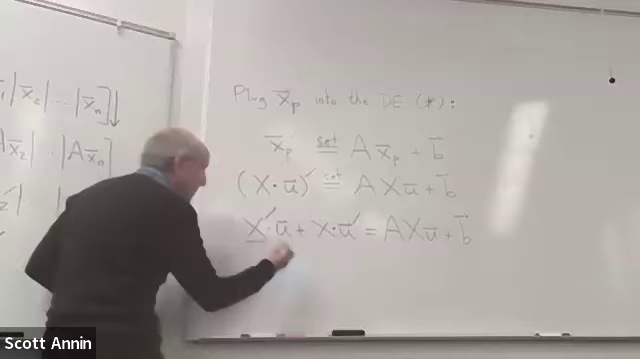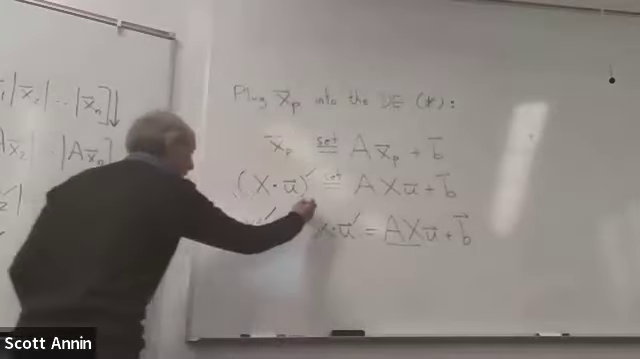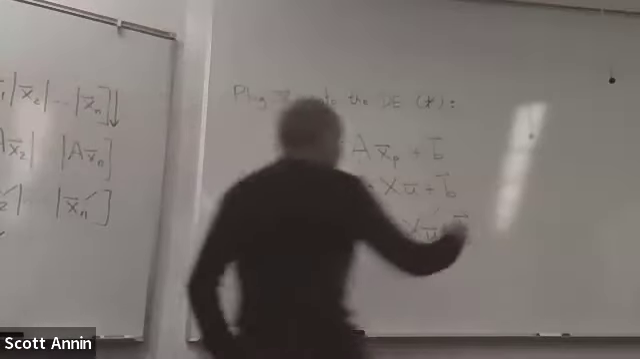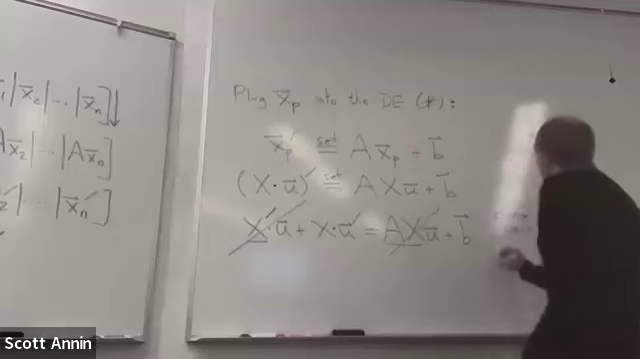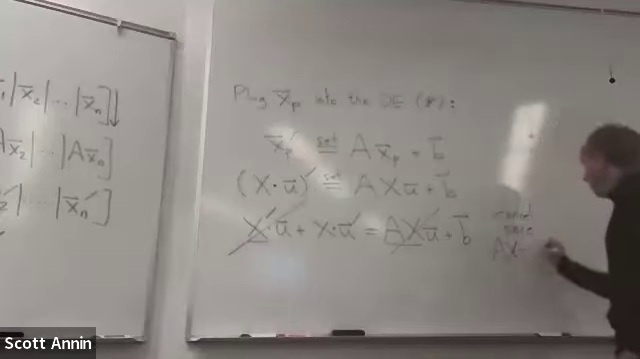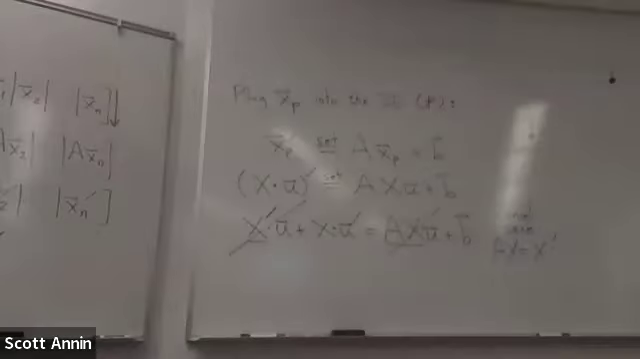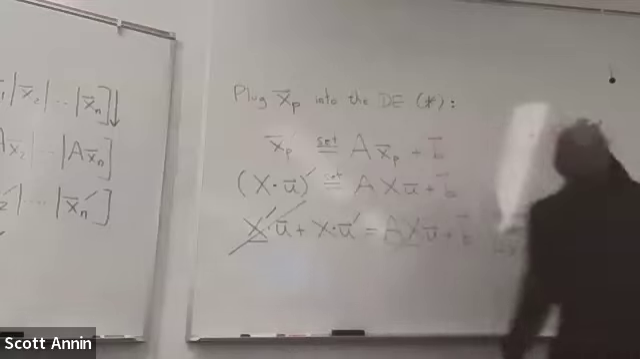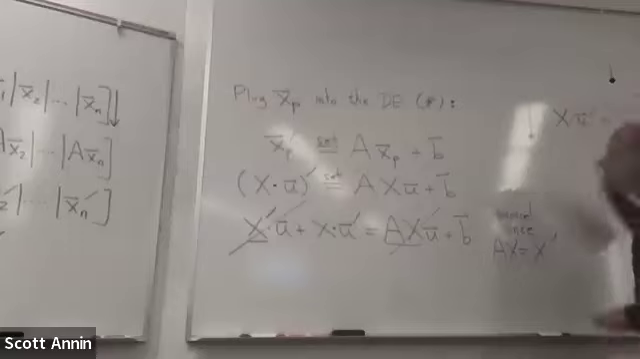I'm just going to do it really simply, guys. X prime is the same as AX, and they're both being multiplied by U. So guess what? I can just cancel them, since AX is equal to X prime. So what am I left with? Oh, wow, this is getting really simple. X times u prime equals b.